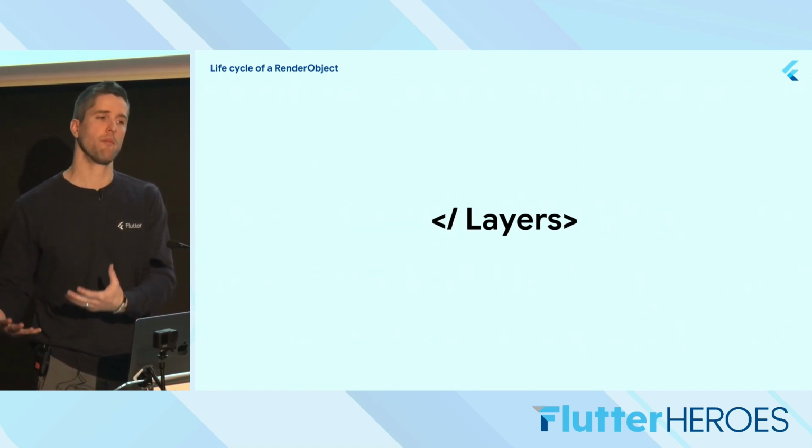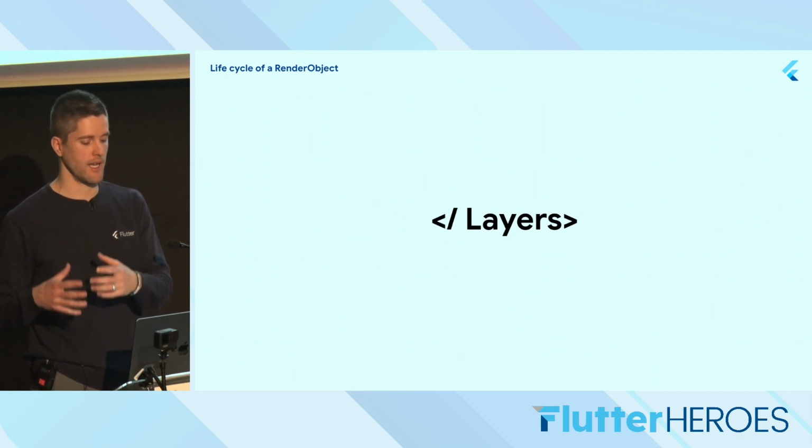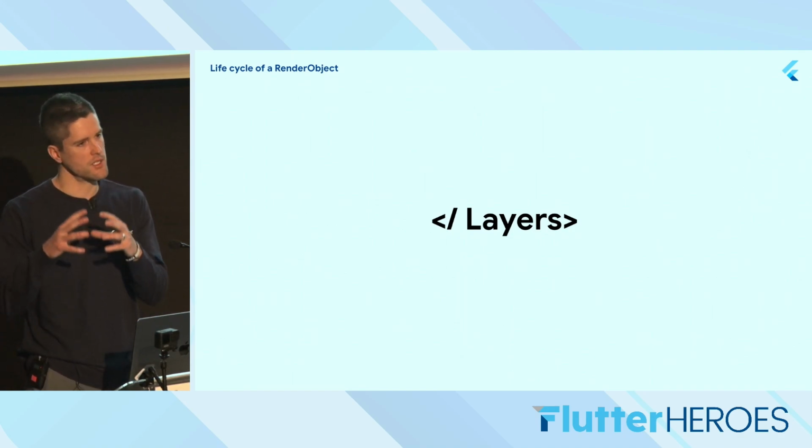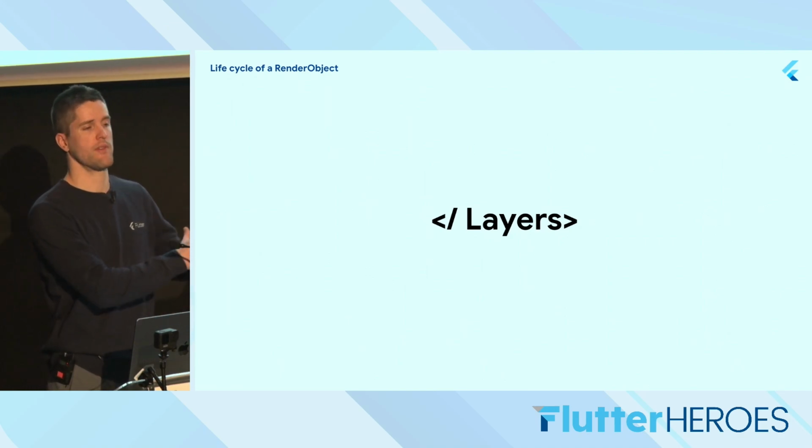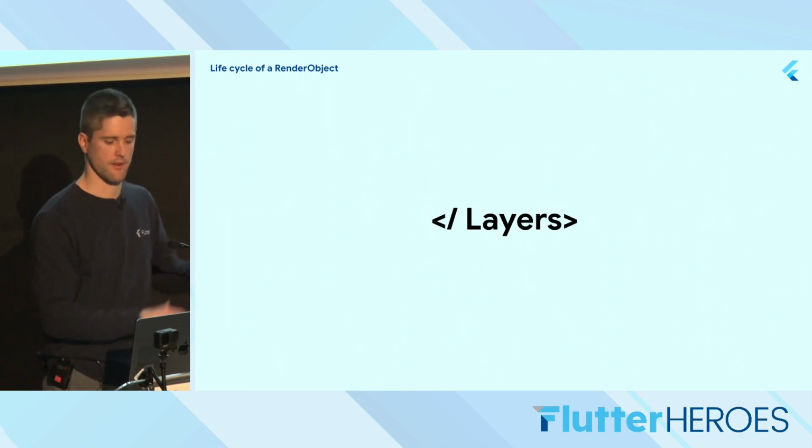So that's the two primary jobs of layers. To divide render objects into these smaller subcomponents that will all repaint together, and to act like parentheses in math and potentially elevate certain relationships.